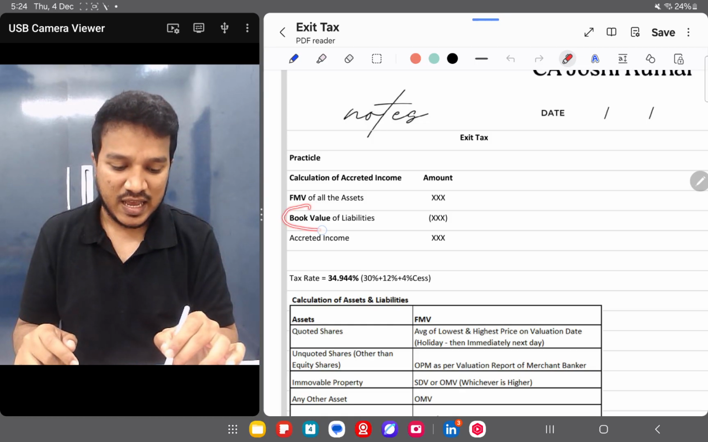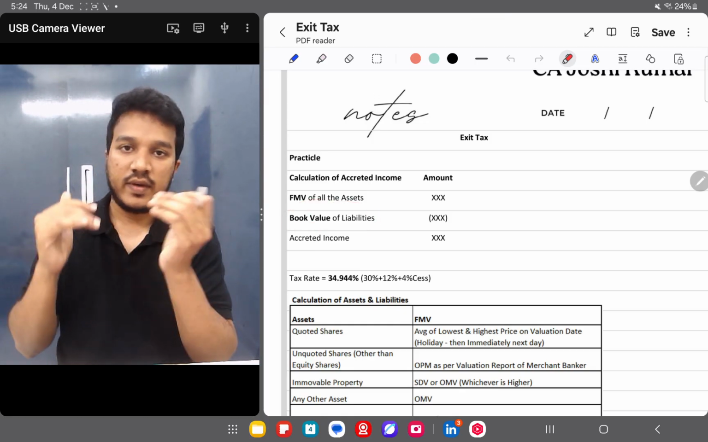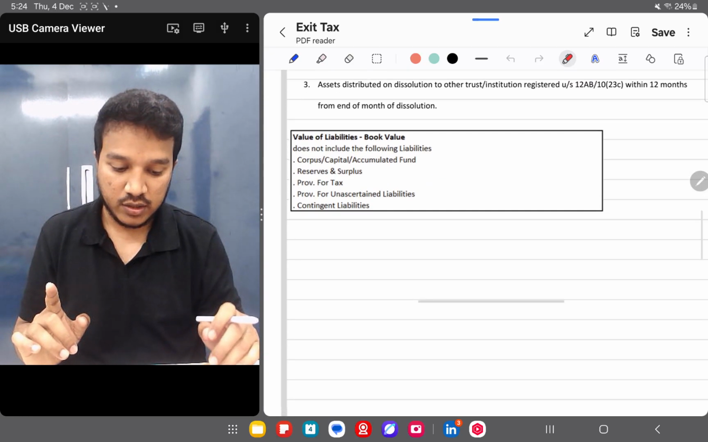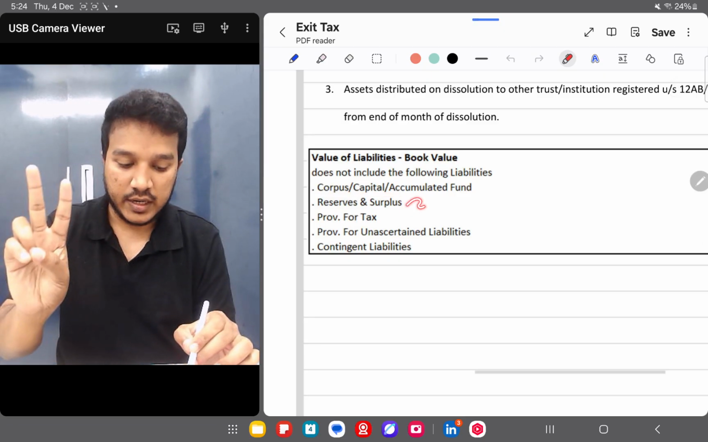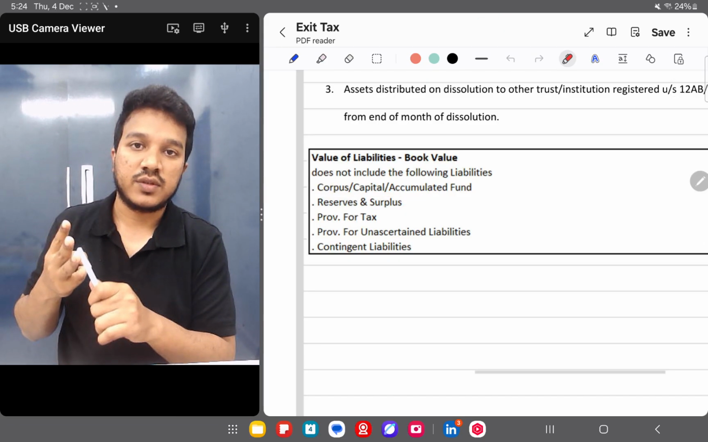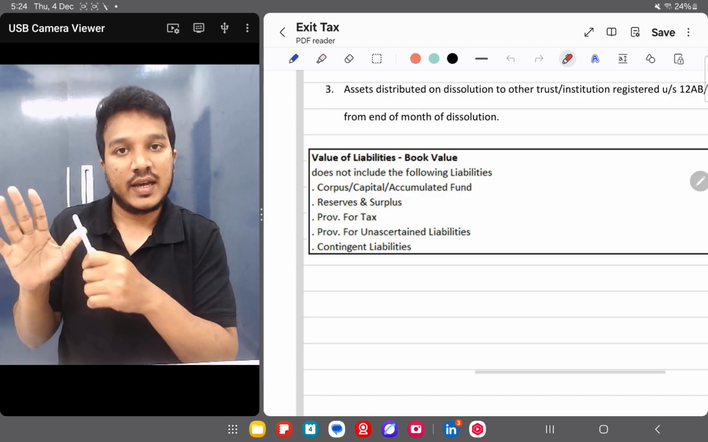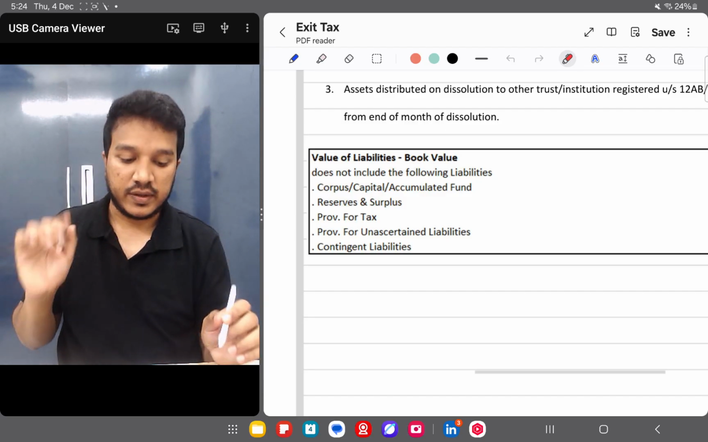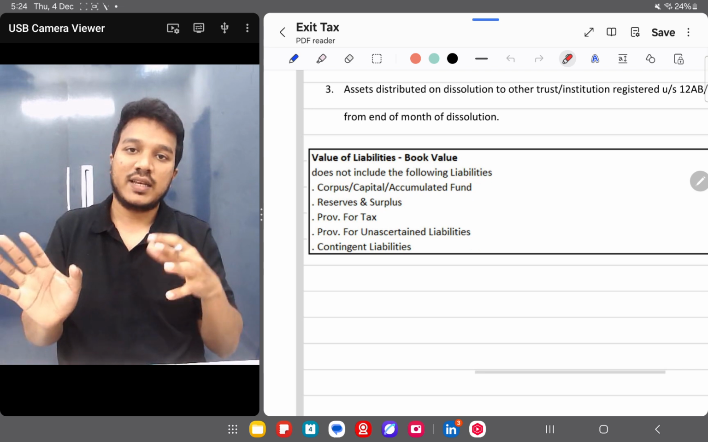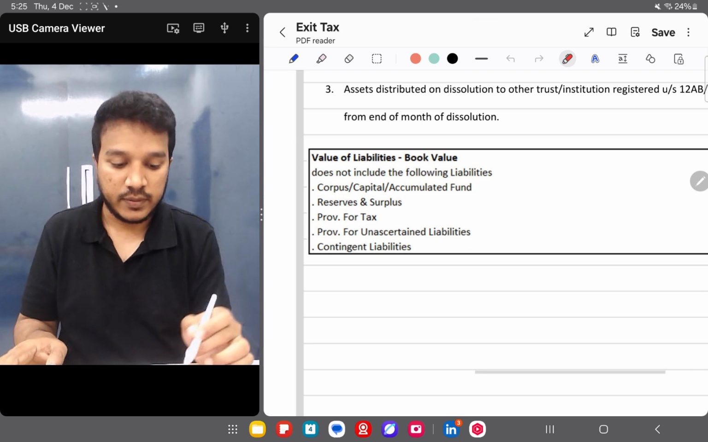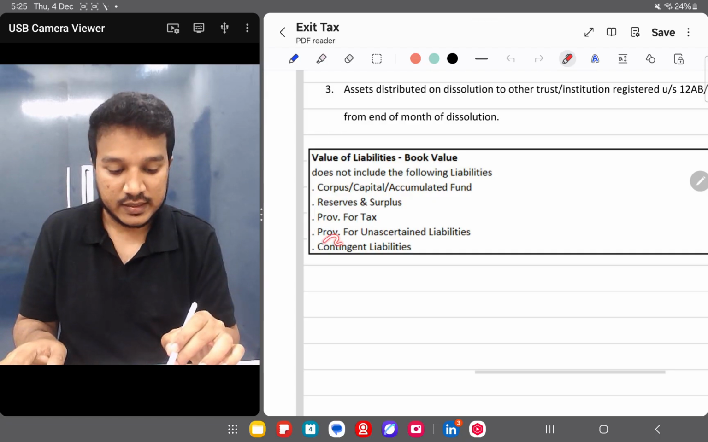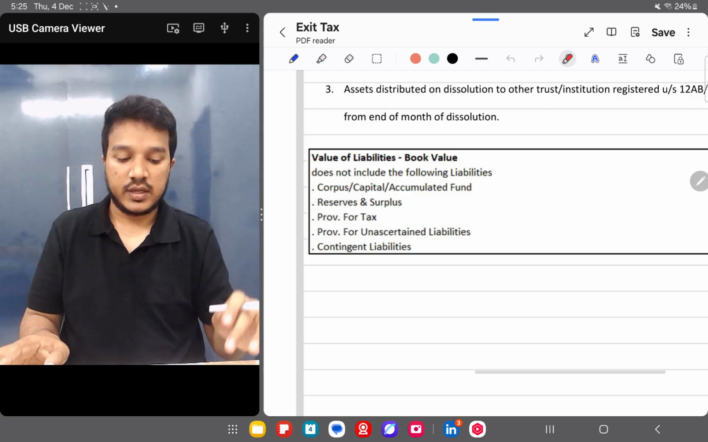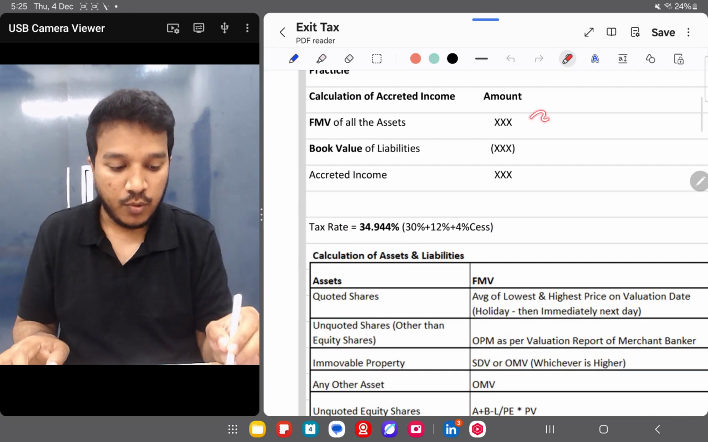Now coming to liabilities. Liabilities is very simple. You will take book value only. Whatever is showing in your books, take that value, but in liabilities some things are not included. Just remember those. Just like that, you will not include capital, you will not include reserves and surplus, you will not include any provision for tax, provision for uncertain liabilities and contingent liabilities. You will not include these five. Okay, you have to remember this. Just like how you calculate net worth, like that only. While calculating net worth, capital and reserves you will not take, you will not take provisions, and contingent liability you will not consider. Okay, simple. So your practical part is done.